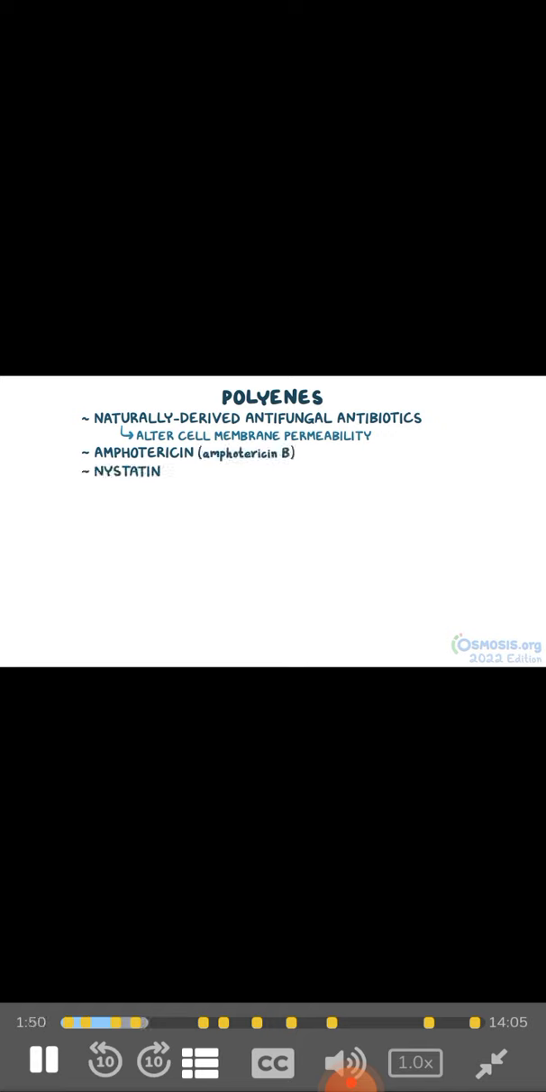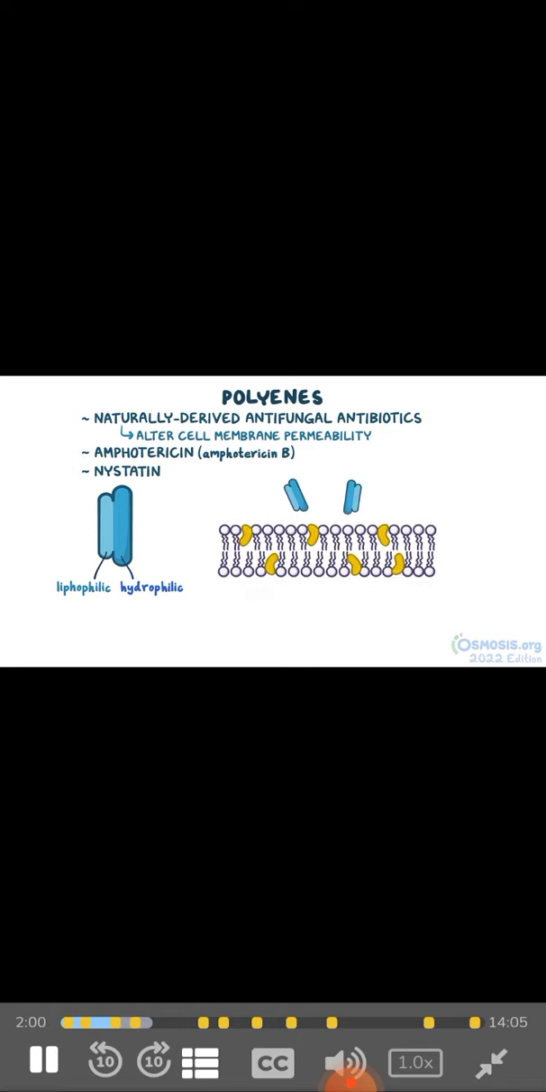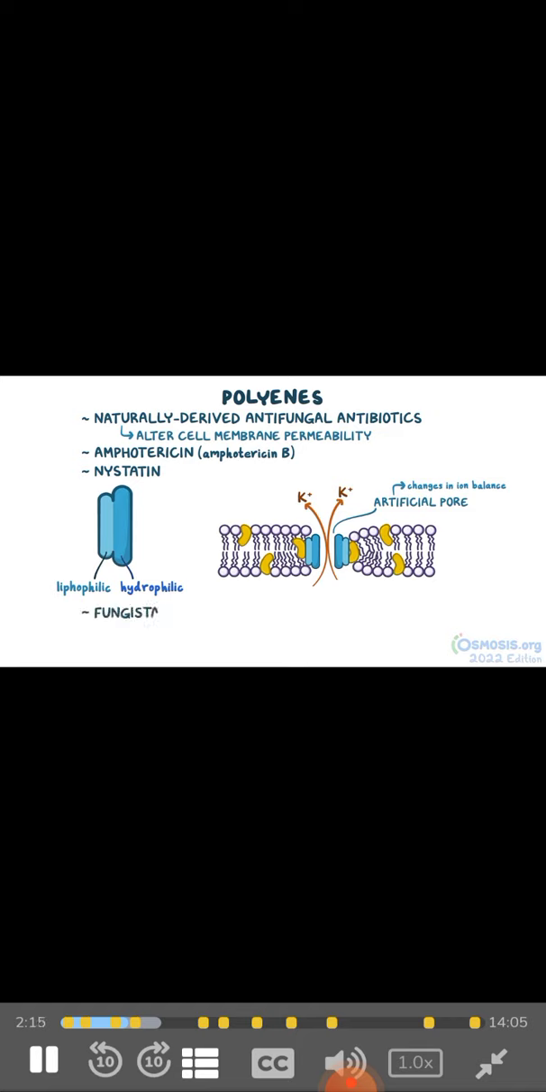Alright, let's start with polyenes, which are naturally derived antifungal antibiotics that alter cell membrane permeability. They include amphotericin, also called amphotericin B, and nystatin. Polyenes have both hydrophilic characteristics, meaning that they love water, and lipophilic characteristics, meaning that they love fats. They bind to ergosterol, and the hydrophilic core causes the formation of artificial pores in the cell membrane, thereby creating a leaky membrane. This causes significant changes in ion balance, including the loss of intracellular potassium. Depending on their concentration, polyenes are either fungistatic or fungicidal.